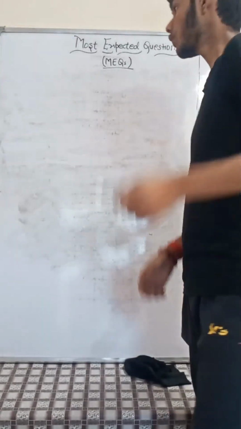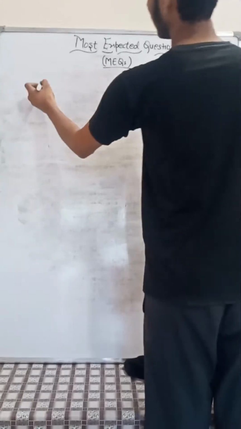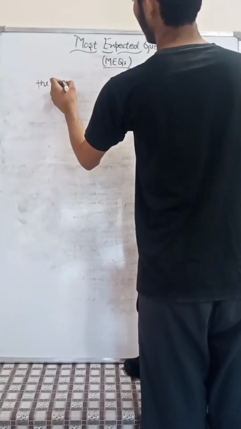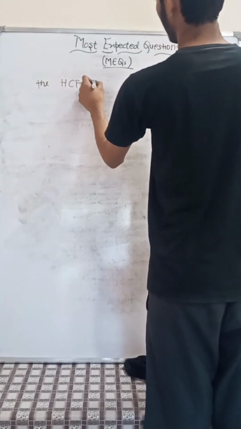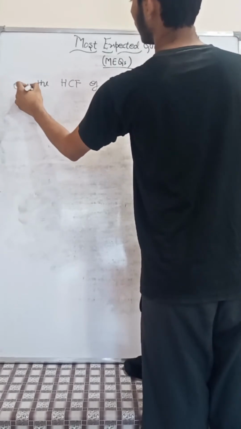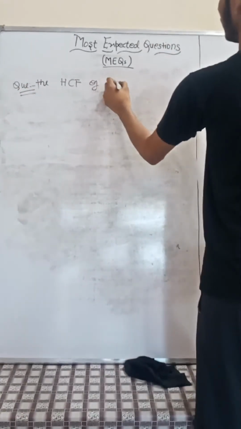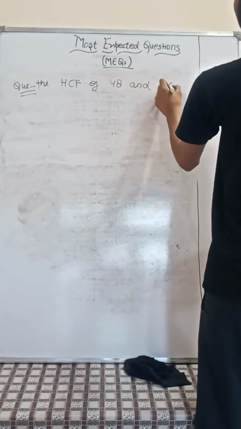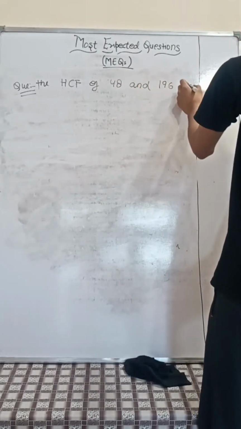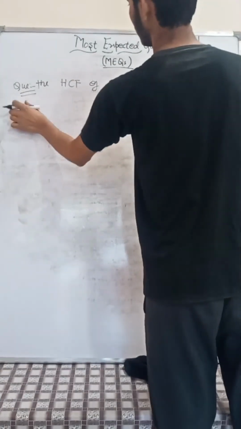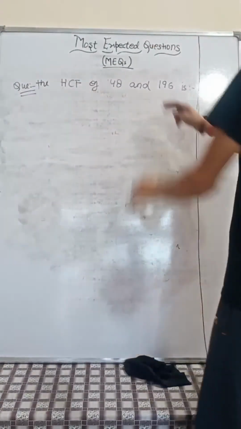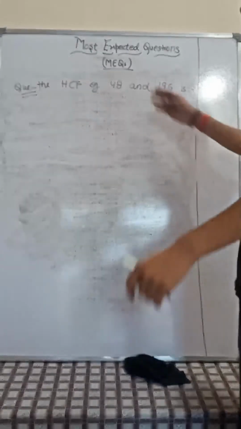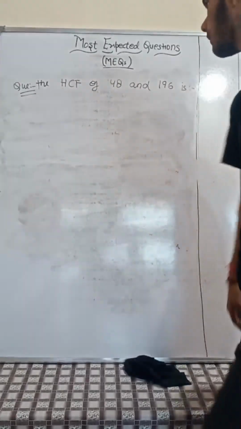My one question is for you: the HCF of 48 and 196 is, with options. This is your homework. You have to solve it at your home.